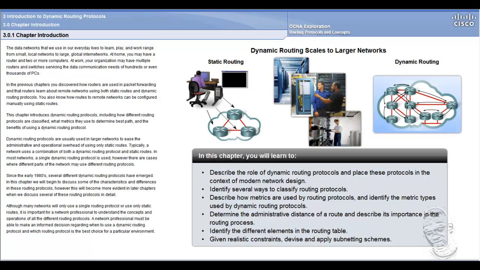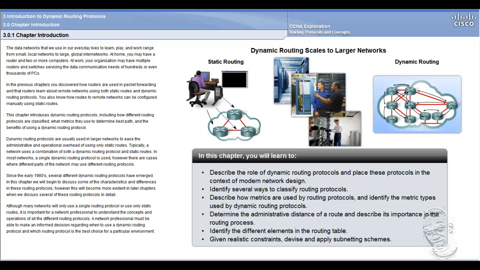Since the early 1980s, several different dynamic routing protocols have emerged. In this chapter we will begin to discuss some of the characteristics and differences in these routing protocols. However, this will become more evident in later chapters when we discuss several of these routing protocols in detail.